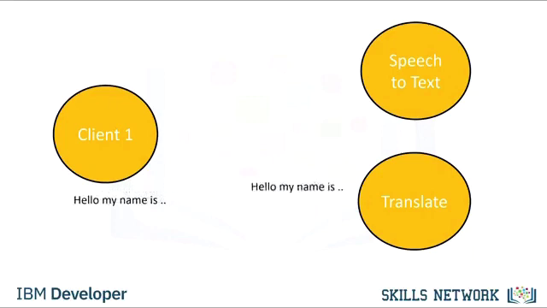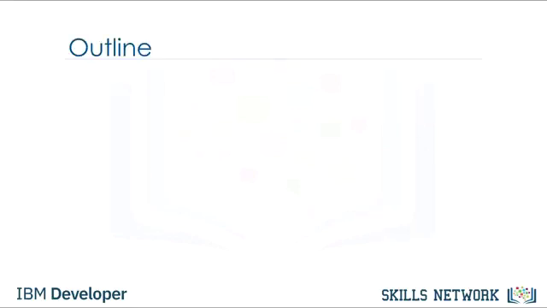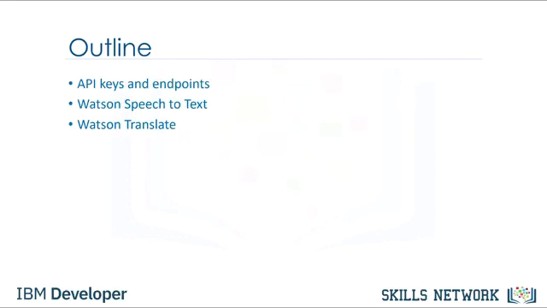We then send the text we would like to translate into a second language to a second API. The API will translate the text and send the translation back to you. In this case, we translate English to Spanish. We then provide an overview of API keys and endpoints, Watson speech-to-text, and Watson Translate.